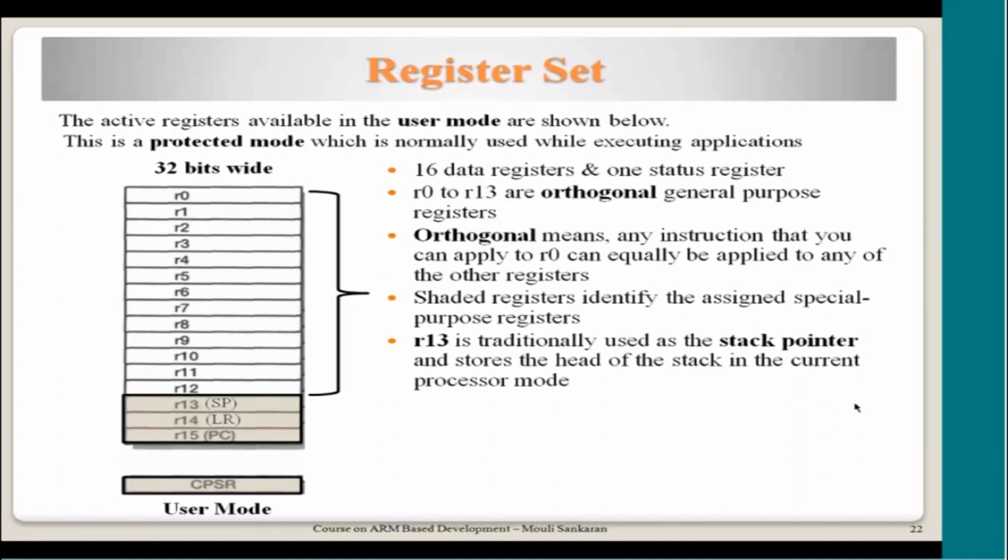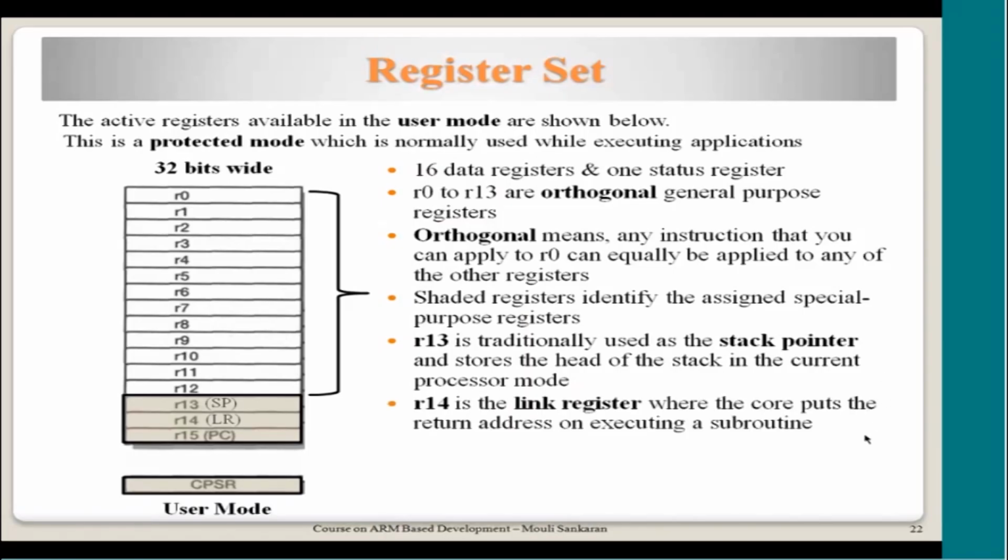So R13 is traditionally used as a stack pointer, and if an operating system is running on the processor, then the OS will assume that R13 is dedicated to the stack pointer. If you are writing your own code, you are free to do anything you want because it's part of a set of orthogonal registers. But especially if you need to connect to another library or some OS code, it is better not to use R13 for some other general purpose. It should be reserved for the stack.